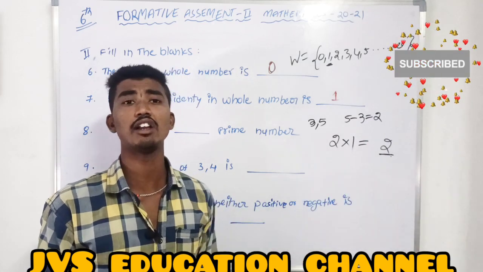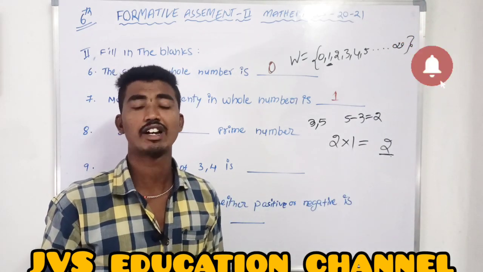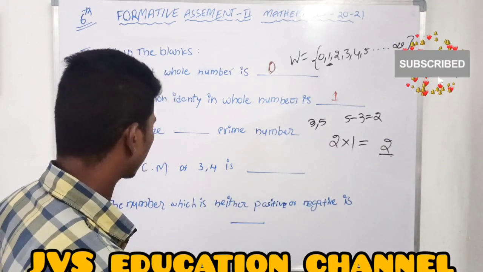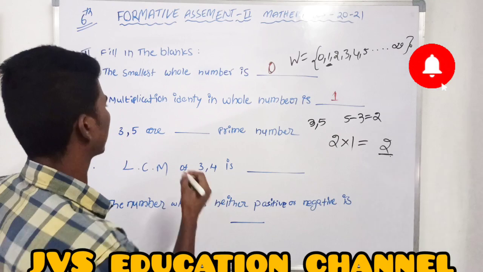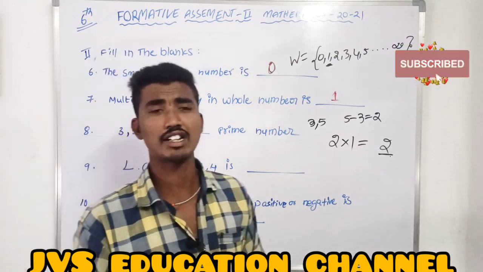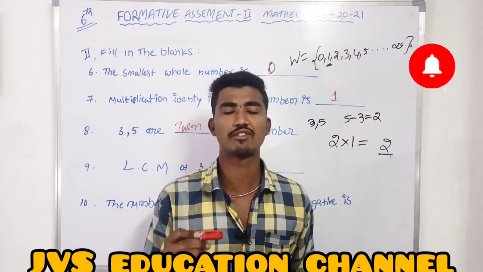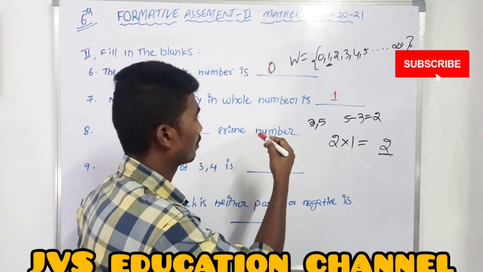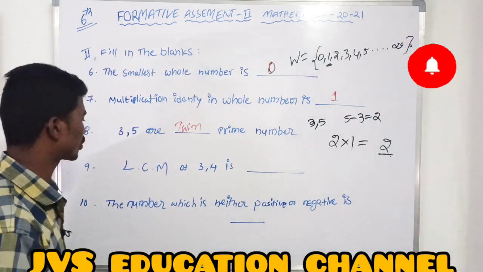These numbers are called twin prime numbers. What is the answer? The answer is twin prime numbers. So listen, what are twin prime numbers? When the difference between two prime numbers is 2, these numbers are called twin prime numbers. And next, what is the question?